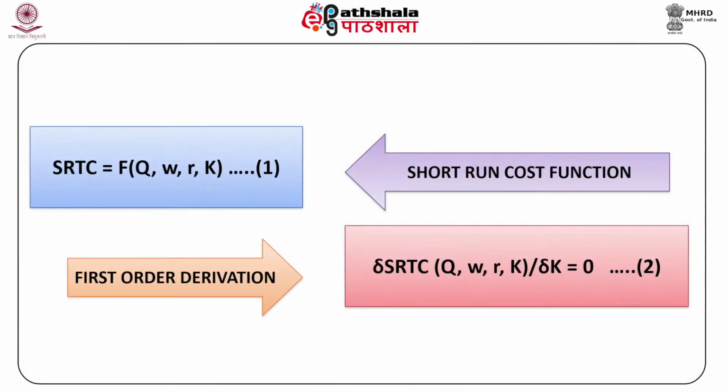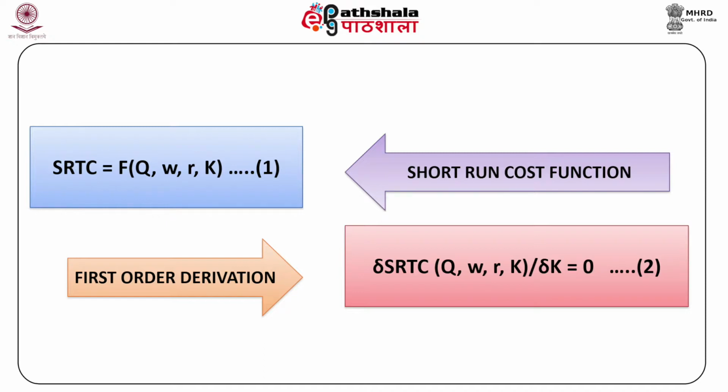A short run cost function is typically represented by SRTC as a function of Q, w, r, and K, equation 1, where w, wages, and r, rent, are prices of inputs. A family of short run cost curves is generated by allowing K to vary while holding w and r constant. A long run curve follows the condition given in equation 1, along with the condition that the chosen K is cost minimizing for any level of output.